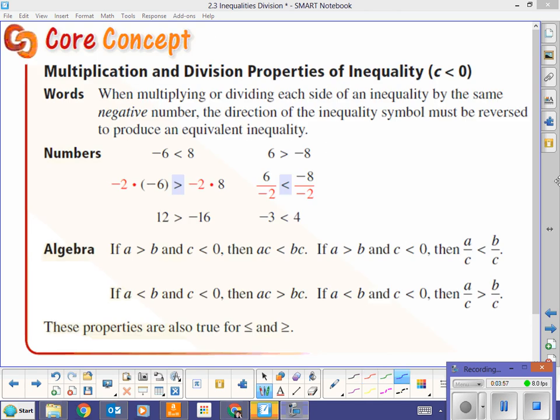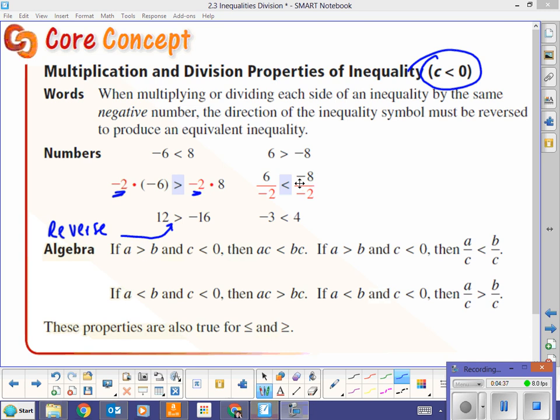Let's look at what happens when we're dividing by a negative number. Example C. I start with a true inequality: negative 6 is less than 8. If I multiply both sides by the same negative 2, in this case, I've got 12 and negative 16. Now, if I kept the inequality symbol the same, it would be a false statement because 12 is not less than negative 16. If I'm multiplying by a negative number, I have to reverse the inequality symbol.